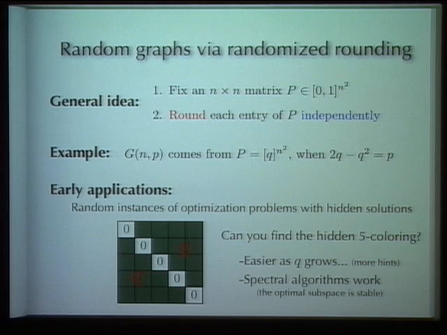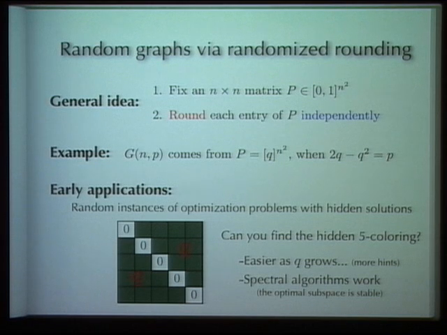And we round each entry of this matrix independently. So we go from a matrix of real numbers to an adjacency matrix by randomized rounding. If an entry is p, we set it to 1 with probability p, otherwise we set it to 0. So for example, you can think of G(n,p) as coming from the matrix where all the entries are equal to Q, and we say that an edge exists if either one of the 2 directed edges exists. So G(n,p) is a case in which this matrix P has rank 1.